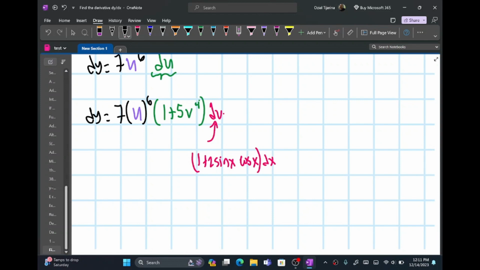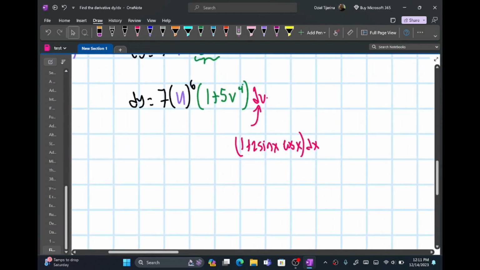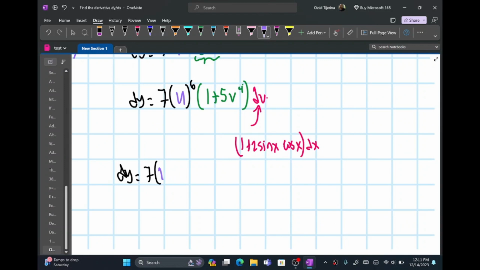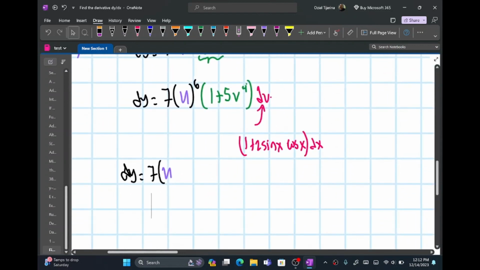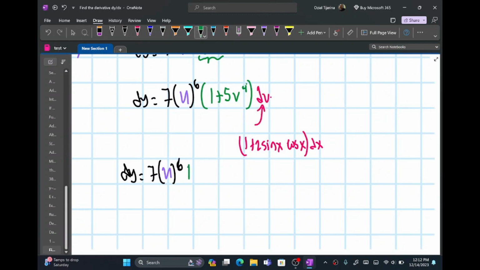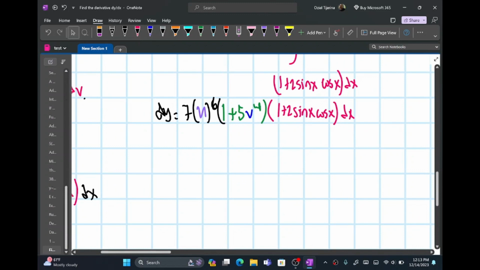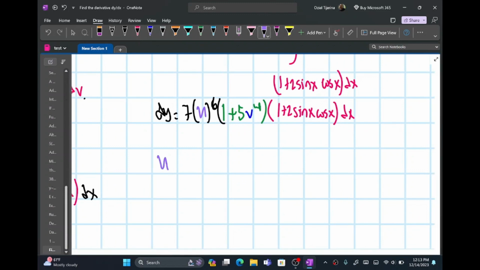So really, dy is going to be 7 times u to the 6, and I'm going to keep it color-coded so that at the end we go ahead and simplify everything. So like I said, times u to the 6, right, times the quantity 1 plus 5, and then I'm going to put that v to the 4th like this. So u, again, was x plus v to the 5th.